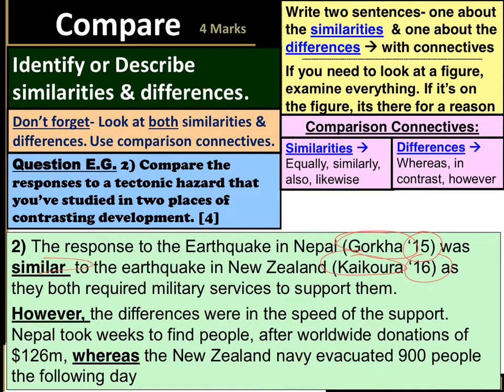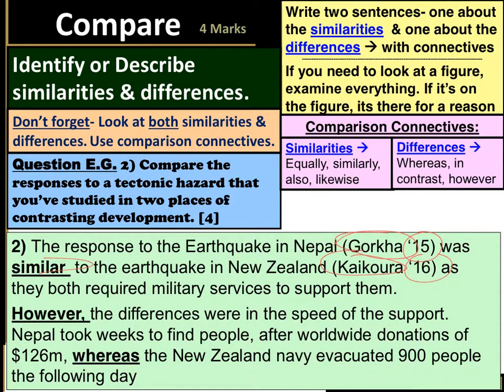Now we're going to start to look at the differences. It says, however, the differences were in the speed of the support. Nepal took weeks to find people after worldwide donations of $126 million, whereas the New Zealand Navy evacuated 900 people the following day. Again, look at the comparison connective, which forces you to write about both sides.